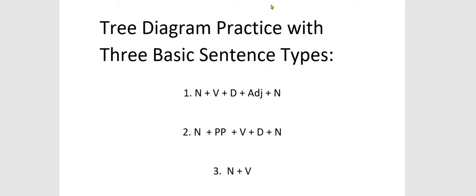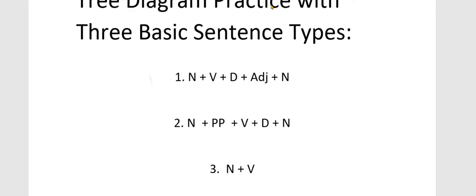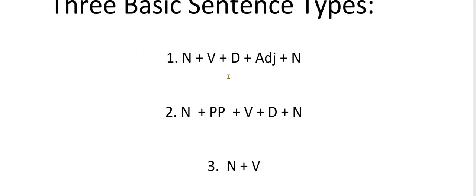Tree diagram practice with 3 basic sentence types. Right there. We will practice 3 sentences that focus on each of these. You have a noun, a verb, determiner, adjective, noun, kind of like a subject, verb, object kind of a sentence. Then we have a noun plus prepositional phrase plus verb plus determiner plus noun.